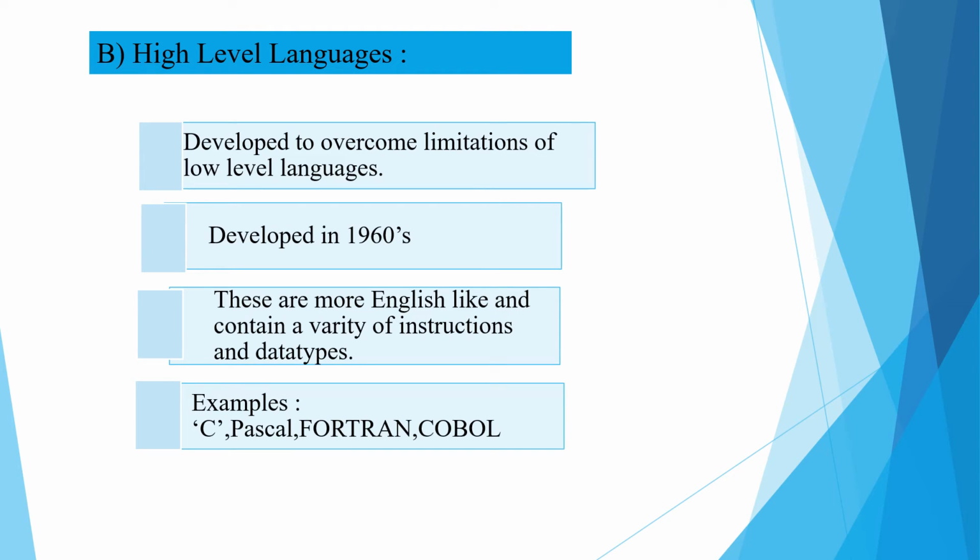Now look at the second type of computer languages, that is high level languages. These high level languages were developed to remove the disadvantages of the low level languages. The earliest high level languages were developed in the 1960s. These languages are more English-like and contain a variety of instructions and data types, so that programming becomes very easy here.